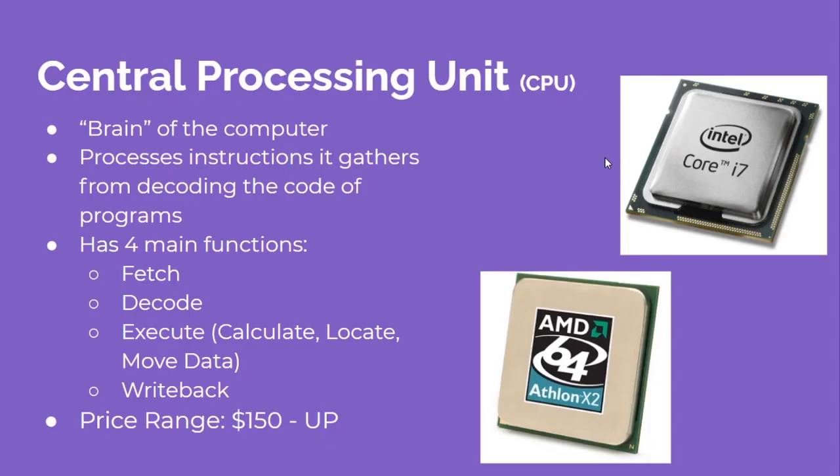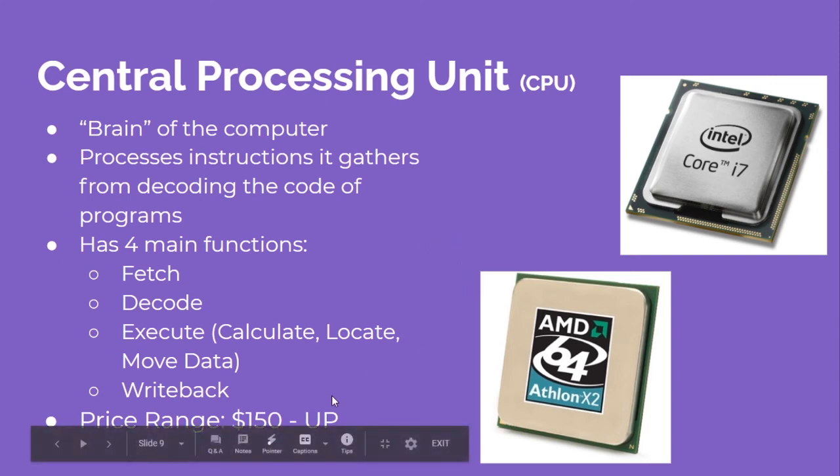And then, speaking of the CPU, this is the brain of your computer. It stands for Central Processing Unit. It processes all the instructions that we give the computer. It has 4 main functions: fetch, decode, execute, and then write back to the hard disk drive. These are normally pretty expensive, starting at around $150.